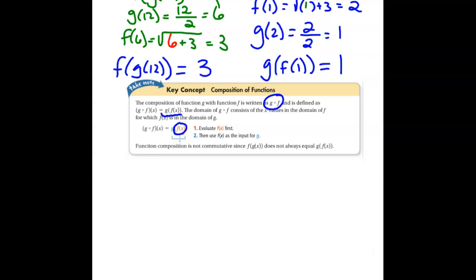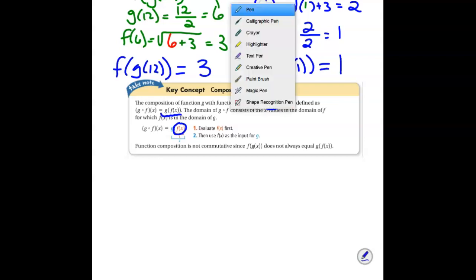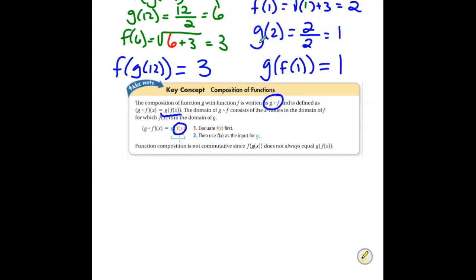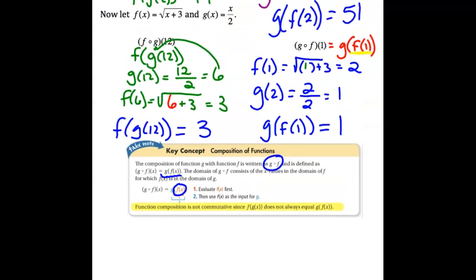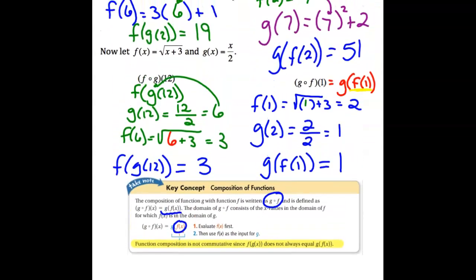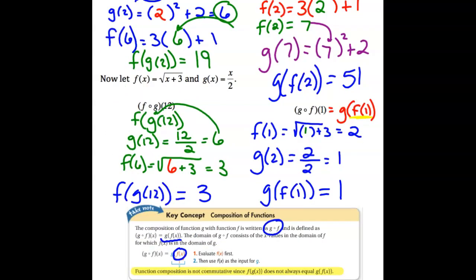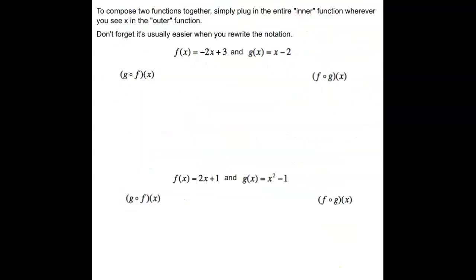I do want you to highlight this last little sentence here. Function composition is not commutative. F of g of x does not always equal g of f of x. So if we change the order of that composition, we can get different answers out. All right, to compose 2 functions together, simply plug an entire inner function wherever we see an x in the outer function.